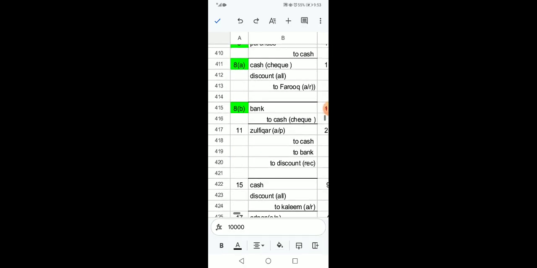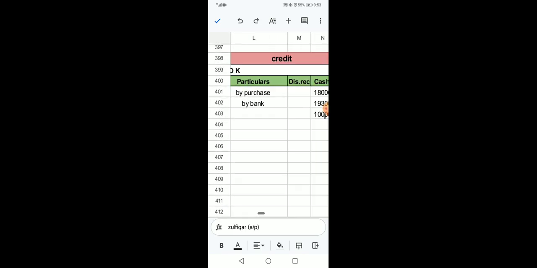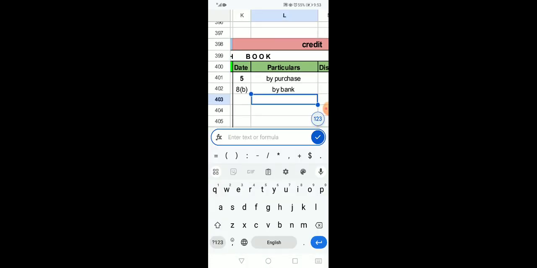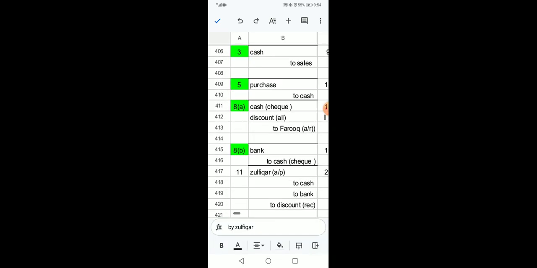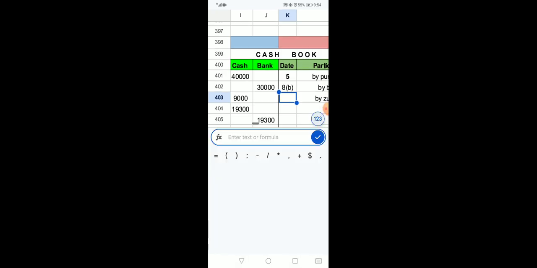Okay, see the reference, which is Zulfikar. Now please try to understand. The reference of cash, bank and discount is the same, which is Zulfikar. So you will use a similar reference for everything. You will write Zulfikar on the credit side in the particulars column with an additional word by, write by Zulfikar. And now see the date, which is 11. You can put 11 over here.